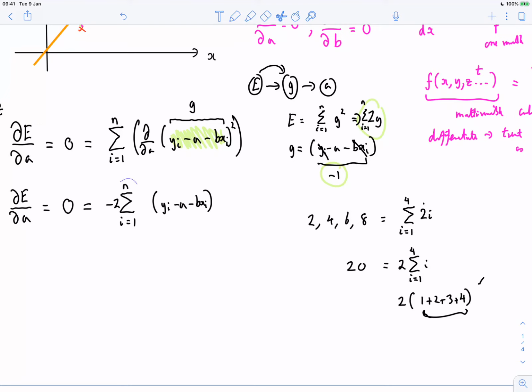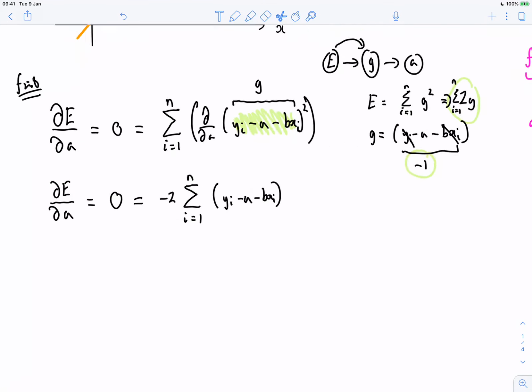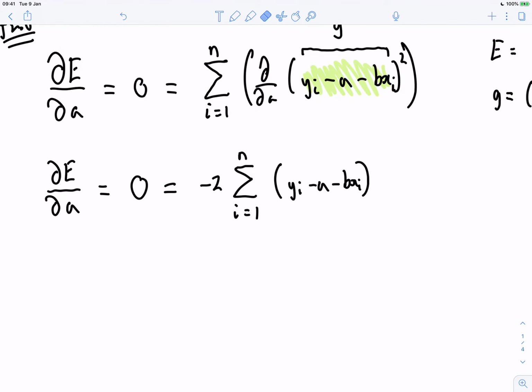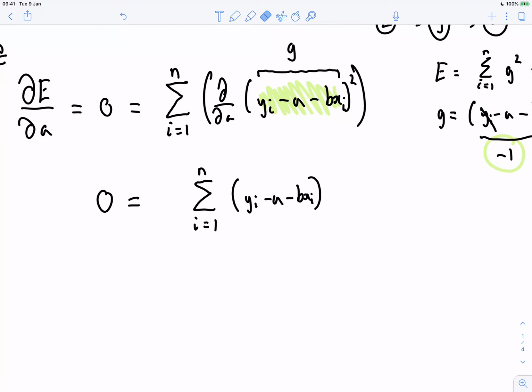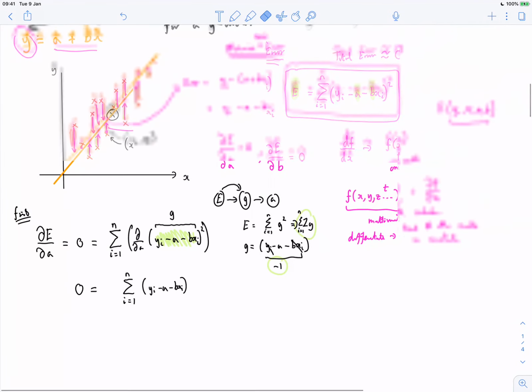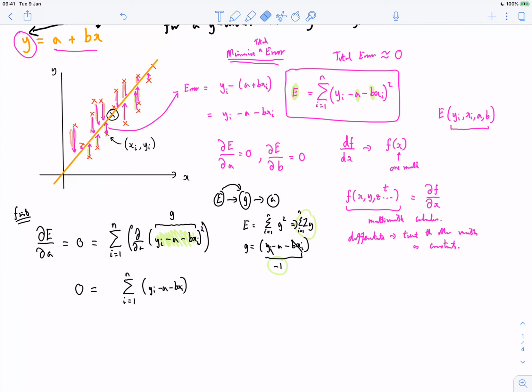So to tidy this up a little bit, it's minus 2 lots of the sum of that thing. And now look very carefully. If we get rid of this, we've got 0 equals this thing. I can divide by minus 2 both sides. So now I will have the sum of yi minus a minus bxi has to equal 0. And that shouldn't really come as a surprise, because what we're trying to say is that the errors should equal 0.